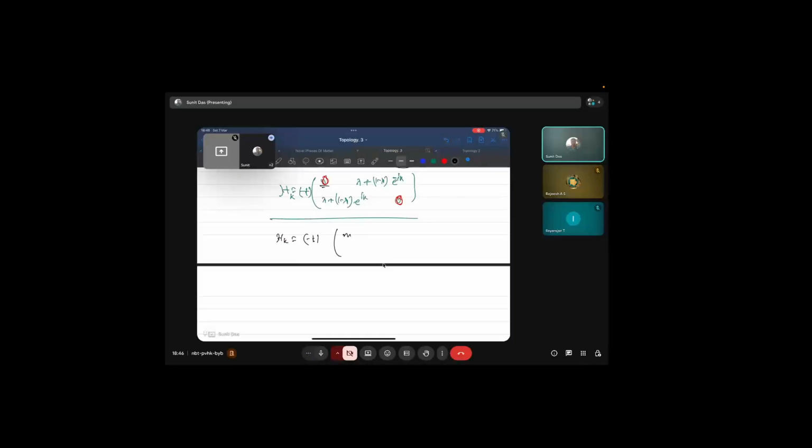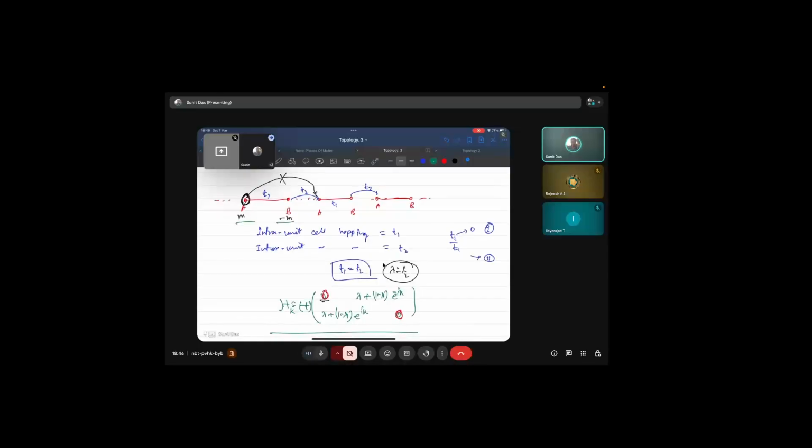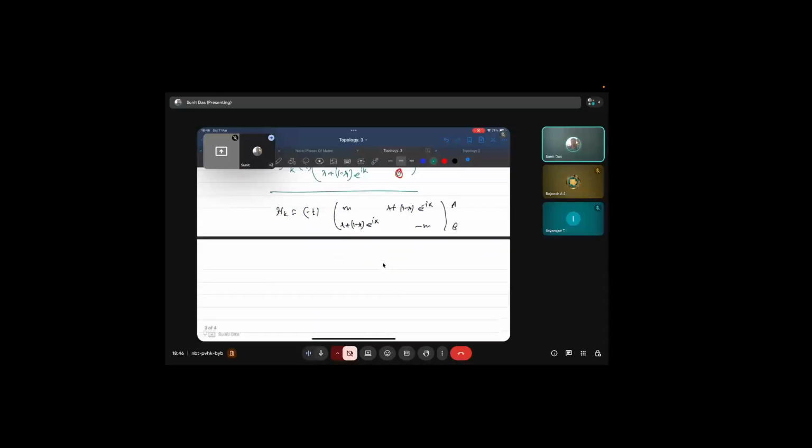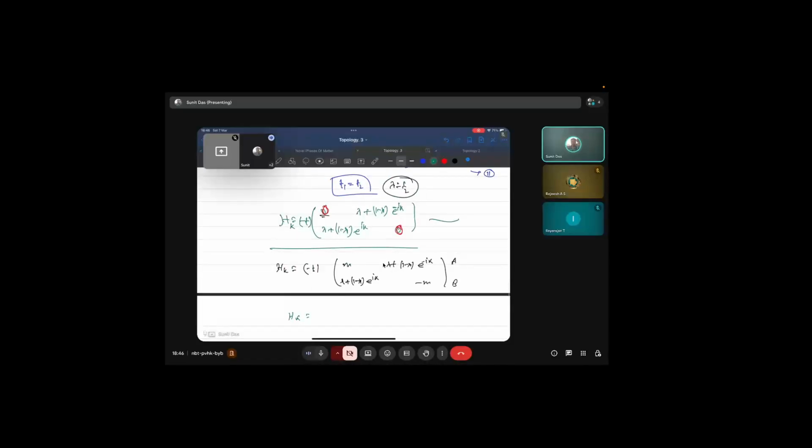m, lambda plus (1 minus lambda) e to the power minus ik, and then this will be minus m. So this is in the A B basis. Lambda plus (1 minus lambda) e to the power plus ik, right? Suppose we considered a case where both these terms were plus m. Let's call it equation 1, and this one equation 2.